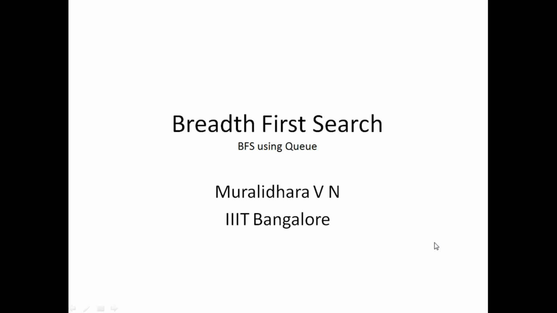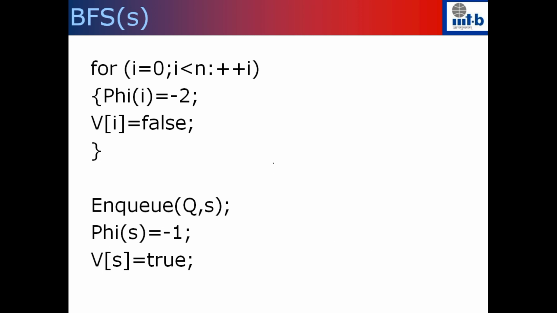So what we are given is the source vertex from where we want to start the breadth first search algorithm, and we are also given a queue, right? So the data structure that we are going to use is a queue, so there is a data structure queue which is available for us. First we will do initialization.